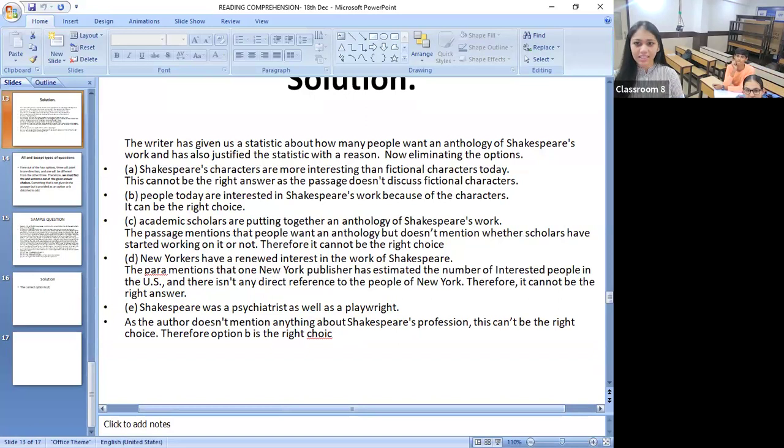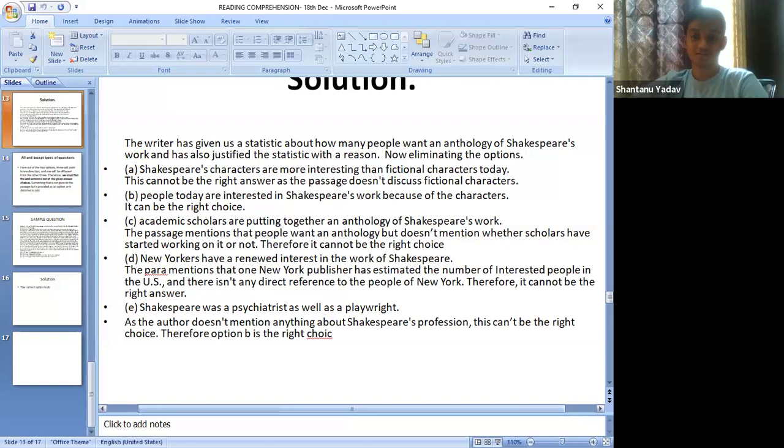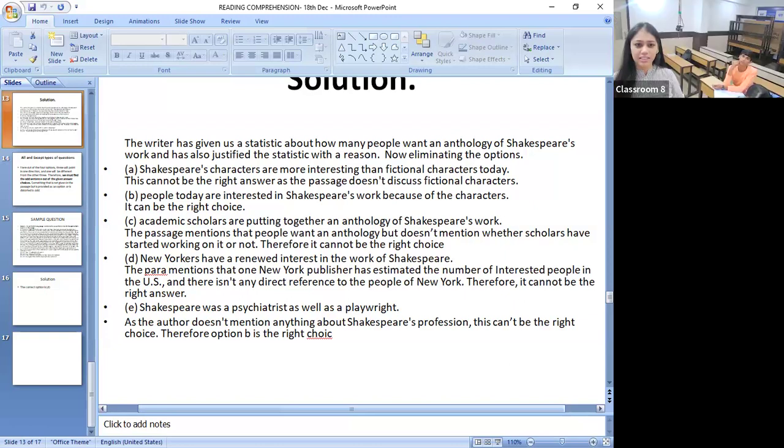See, it says that you have a renewed interest in something. It doesn't talk about the fictional characters, does it? Because it doesn't discuss fiction. Again, you are doing the same approach, Shantanu. You are doing something which is in your thought process. That's what I told you. That's why I gave you the example of the designer. Don't go with your own thought process. Go with what is mentioned in the passage.